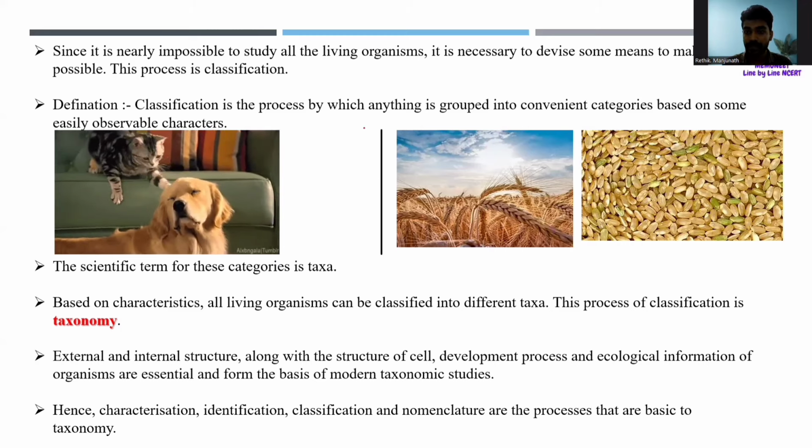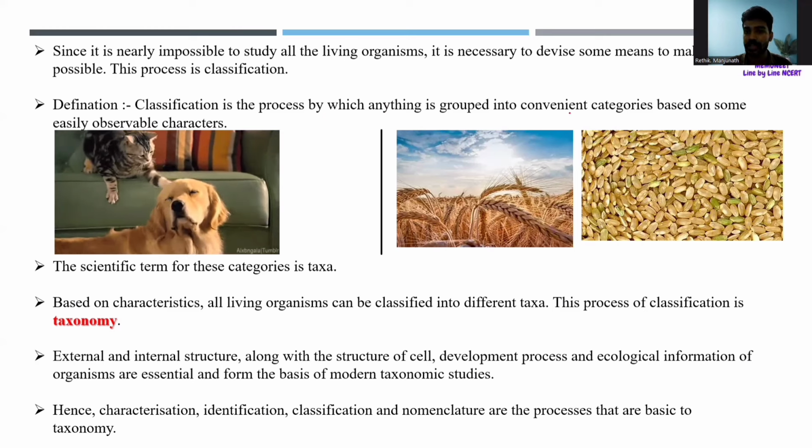So therefore, classification is a process by which anything is grouped into convenient categories based on some easily observable characters. By seeing some easily observable characters, we normally place them separately. For example, when I'm talking about the cat as well as the dog, they are animals.